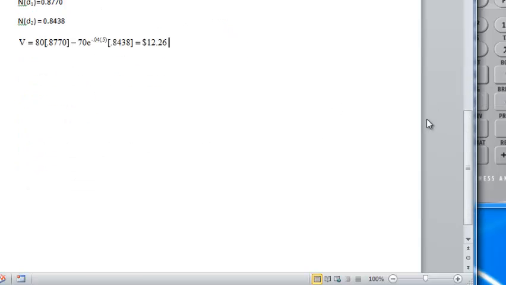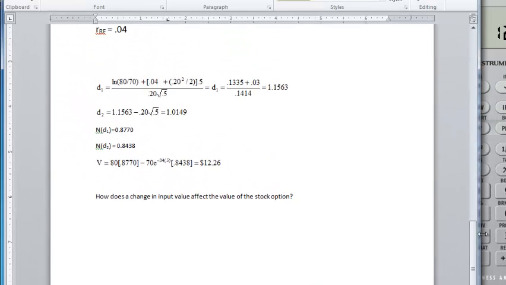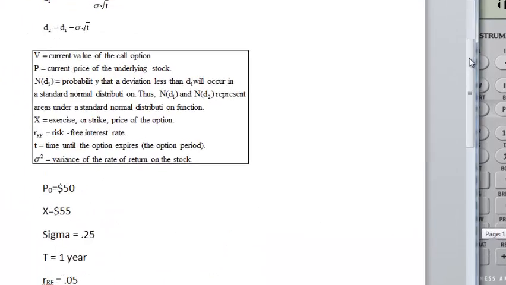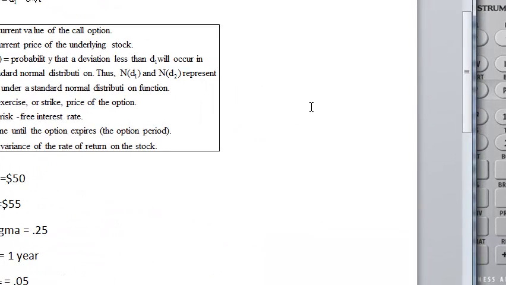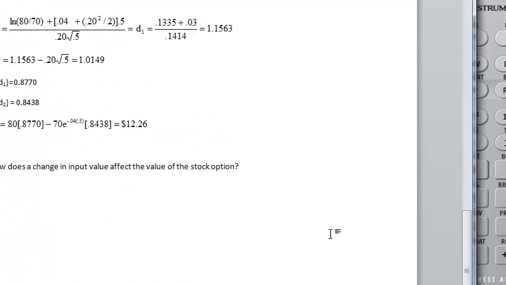The last thing I want to talk about in this video is the relationship between the value of the option and the different inputs. So how does a change in input value affect the value of the stock option? So the first input we'll talk about is the standard deviation, or the sigma of the stock.